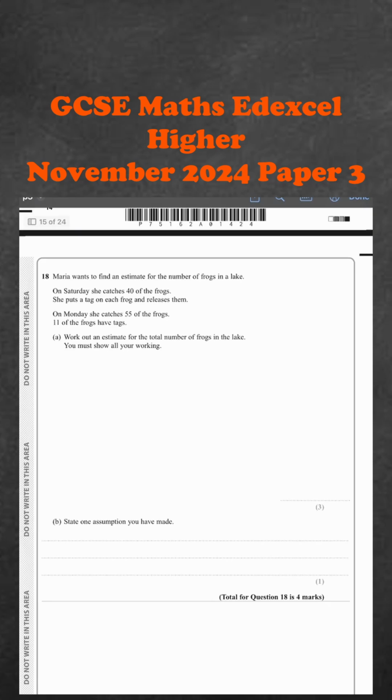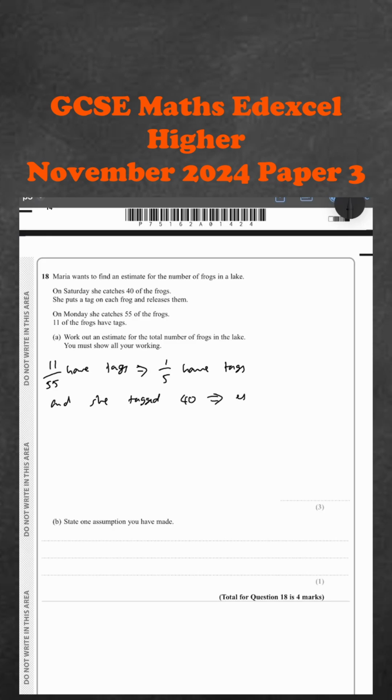If she caught 55 frogs and 11 of them had tags, we can say 1/5 of them have tags. And she tagged 40.